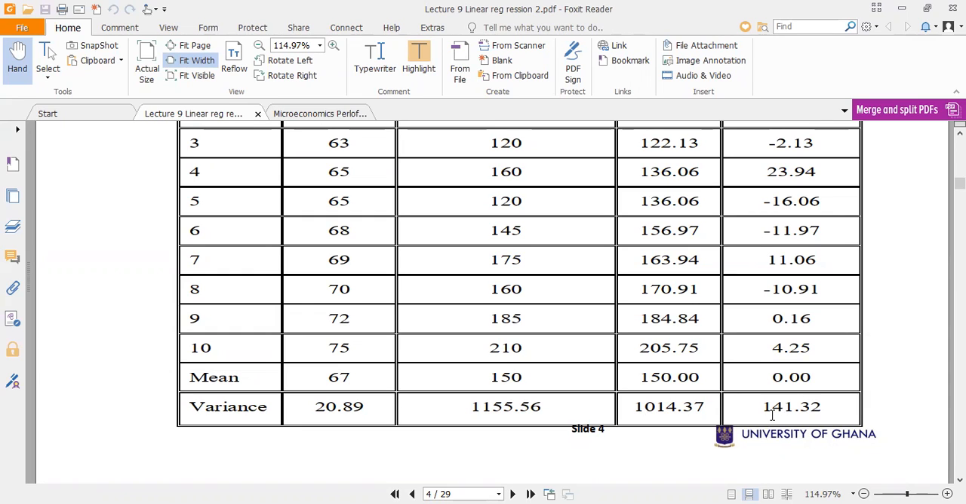So this is what we will be trying to prove, that the variance in the actual value of y is equal to the variance of the estimated y, the one from the regression, and then the variance of the error term. So that is what we'll be trying to do today. But then this is how we find the residual term.